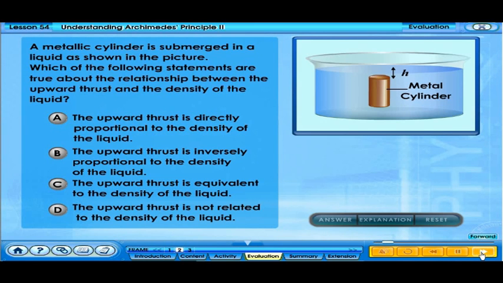A metallic cylinder is submerged in a liquid as shown in the picture. Which of the following statements are true about the relationship between the upward thrust and the density of the liquid?